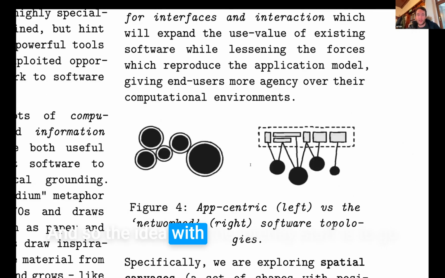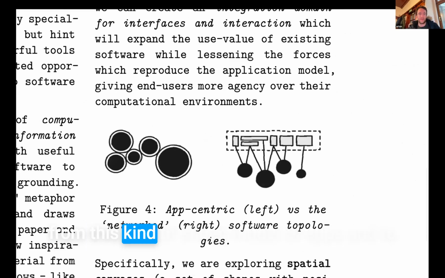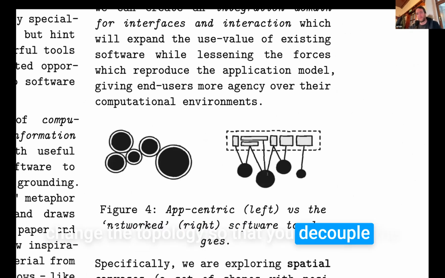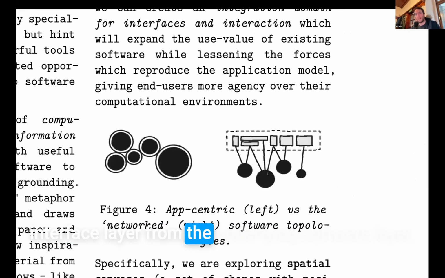And so you end up with these kinds of silos that don't have a good way of sharing information. And so the idea with the Interlay stuff is to go from this kind of siloed model of apps and to change the topology so that you decouple the interface layer from the underlying software layer. And so you have ways of constructing interfaces that talk to many different apps and systems at once and give people the ability to construct those how they see fit.